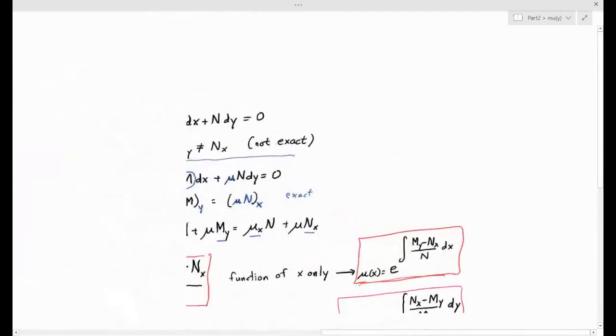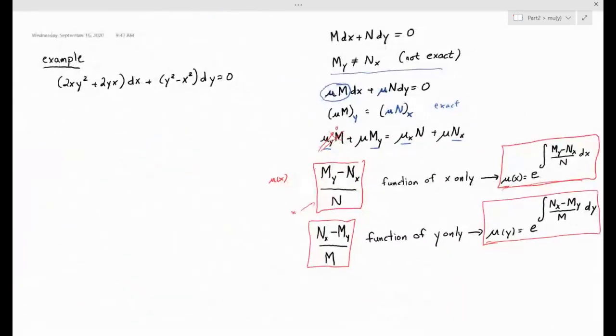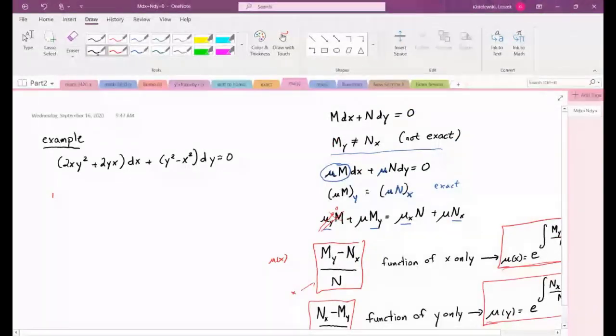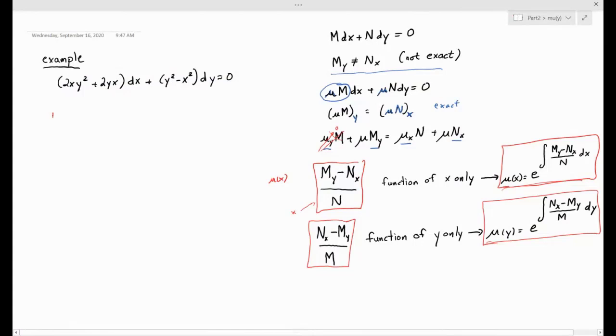So, did I have an example? Yeah, okay, right there. So let's do an example. Here, m is the thing multiplying dx. So I guess be careful.